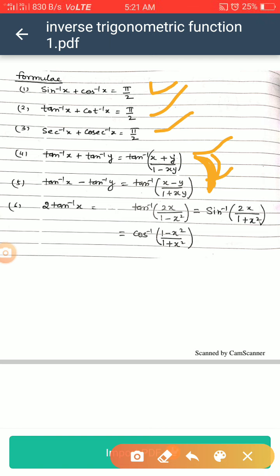Then 2 tan inverse x is equal to tan inverse 2x upon 1 minus x square, which means 2 tan inverse x is also equal to sin inverse 2x upon 1 plus x square, and this is also equal to cos inverse of 1 minus x square upon 1 plus x square. Look here, from these formulas I will explain the first and fourth, and the sixth also, and the others you can do yourself.